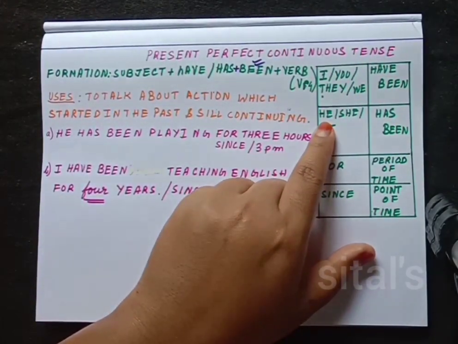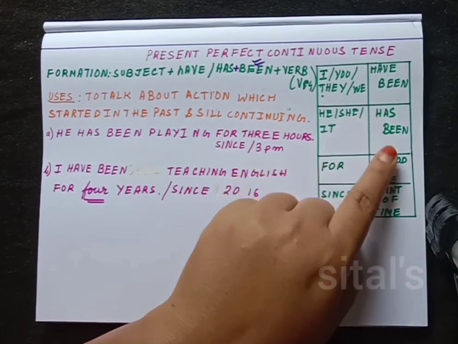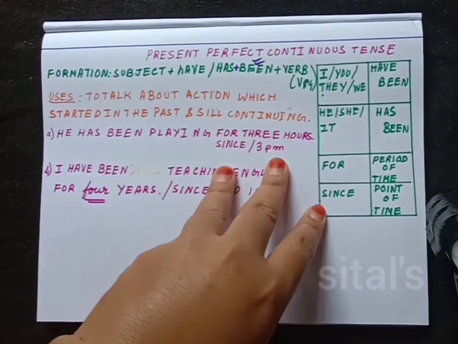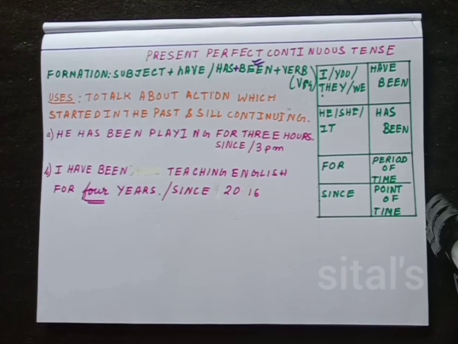With singular pronouns or singular nouns we use has been. He has been, she has been, it has been, Ram has been. Am I clear? Okay, now let's talk about the uses. This tense is the easiest among the present tenses.